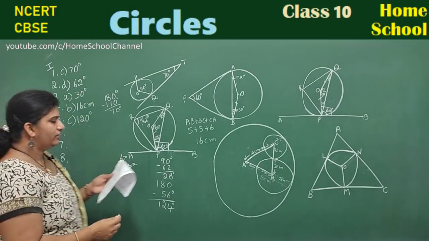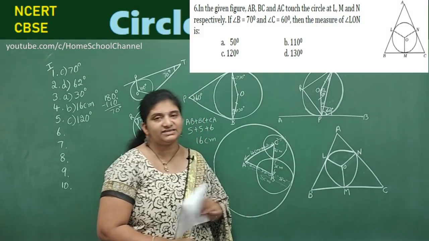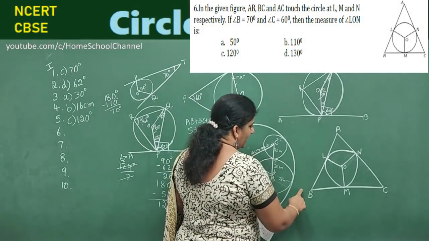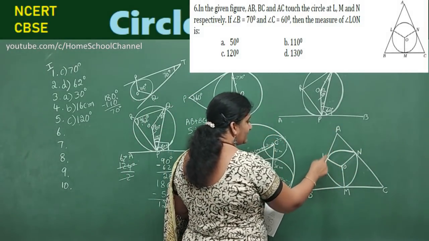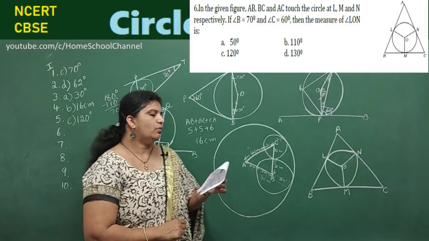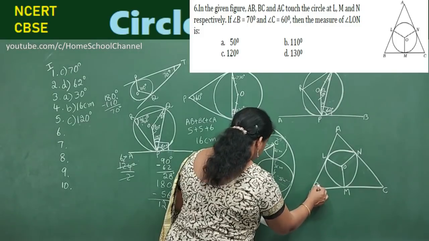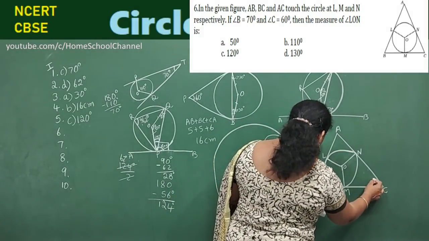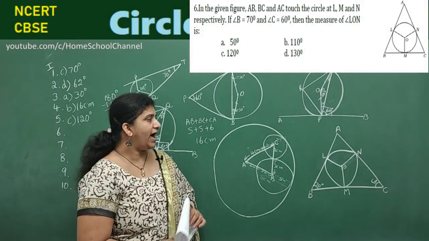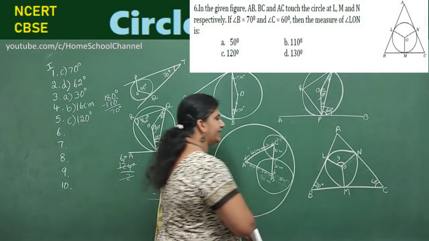120 degrees. Sixth one. In the given figure, AB, BC and AC touch the circle at L, M and N. Let us see. AB, BC, CA touching the circle at L, M, N. And what did they give? If angle B is equal to 70 degrees, angle B 70 degrees and angle C 60 degrees. Then what is the measure of angle LON? This angle you need to calculate.